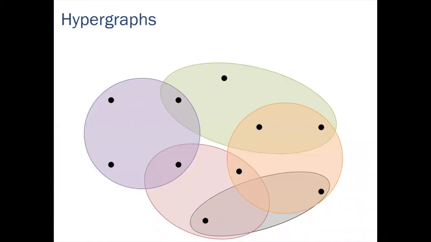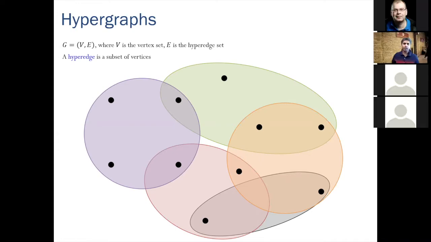Let me begin by introducing hypergraphs. A hypergraph is specified by a vertex set and a collection of hyperedges. A hyperedge is a subset of vertices. If every hyperedge has at most two vertices, then the hypergraph is simply a graph. So hypergraphs generalize graphs.